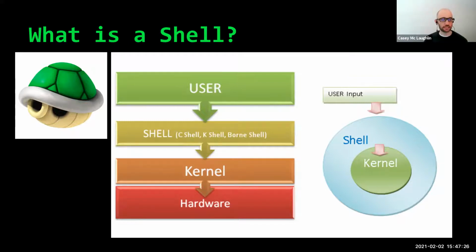You can see some of them listed here in this slide, but there are hundreds of others. The ones listed in the slide are C shell, K shell, Bourne shell, which is named after, I think, somebody's last name. And then there's also Z shell and a whole slew of others. And those are just the command line ones. We haven't even gotten into the graphical ones yet.